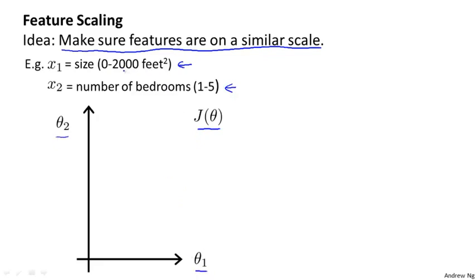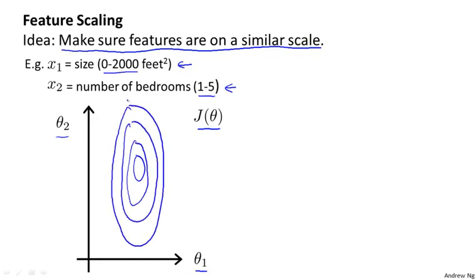But if x1 can take on a much larger range of values than x2, it turns out that the contours of the cost function J of theta can take on a very, very skewed elliptical shape. With a 2000 to 5 ratio, it can be even more skewed. So these very tall, skinny ellipses, or very tall, skinny ovals, can form the contours of the cost function J of theta.